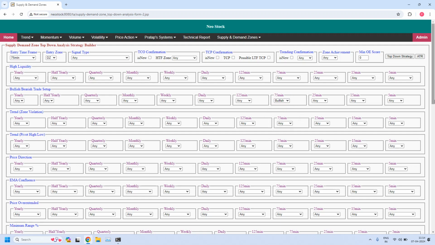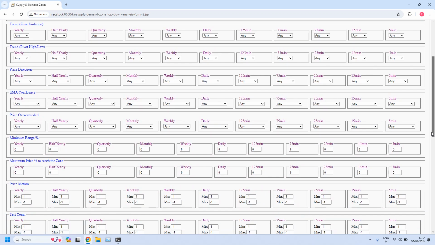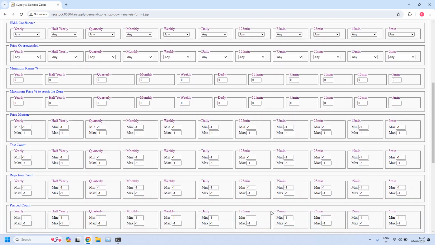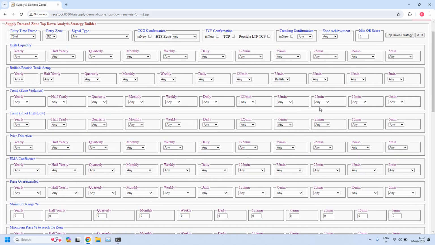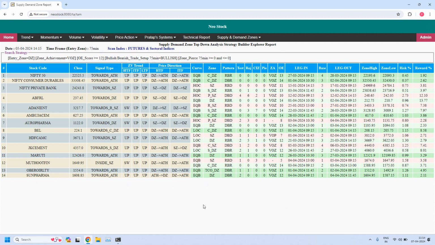Now I am going to set 3 filters. The first filter is the zone should not be pierced. So in the last parameter on this page, the pierced count, this time I am setting for 75 minutes time frame, minimum value 0 and maximum value 0, and the zone achievement should be VOZ, violated opposing zone, and minimum odd enhancer score should be 12. Now let us generate the report. So these 14 stocks are filtered, which are supporting bullish trade setup for weekly income trade.